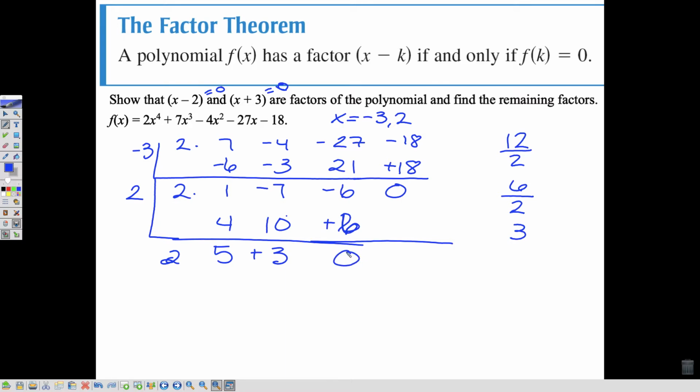Okay, when you know what's going wrong, stop. But do we drop that last 0? Well, you have to show that's your remainder. You have to show 0. So we don't do 2, 5, 3, 0, 0?